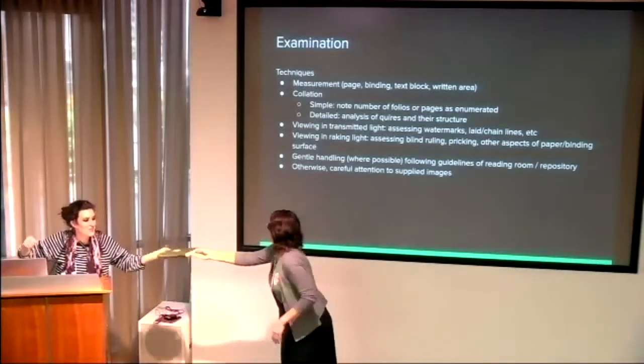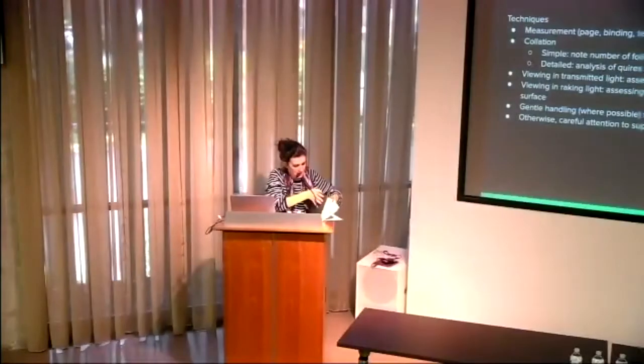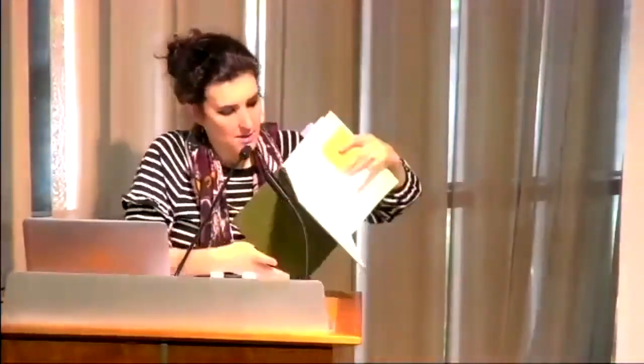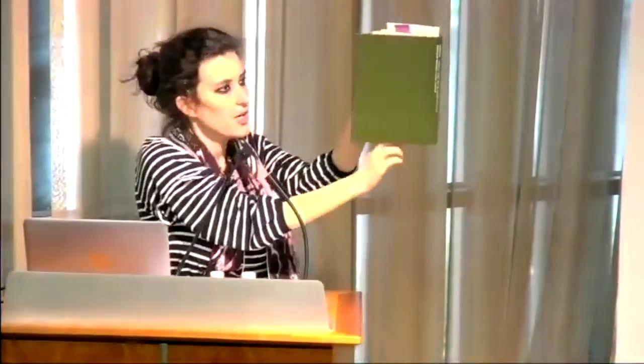I didn't bring my models today. Thank you. All right, this will help illustrate. This part is the text block, so you'd measure here. Here. By contrast with the closed volume, these measurements are going to differ a little bit because this book has squares, so the cover extends a bit past the dimensions of the text block. Then the written area, which some people refer to as a text block, will be this part that's written.